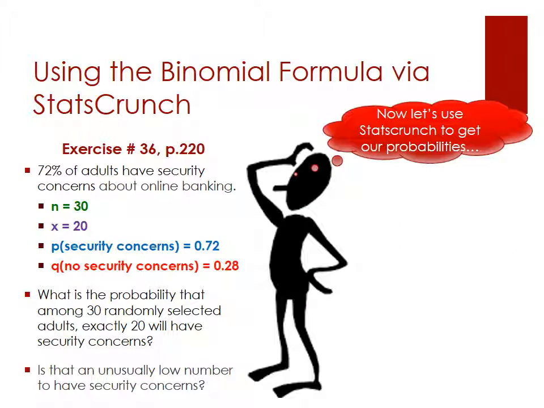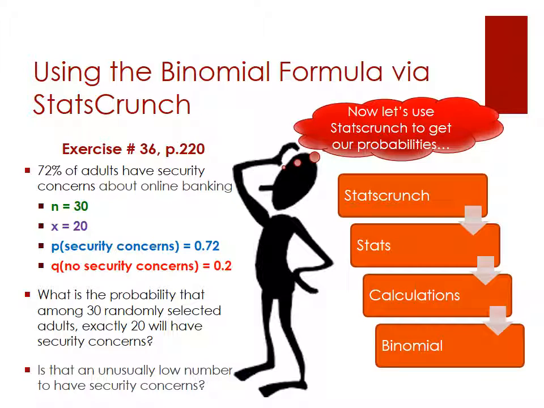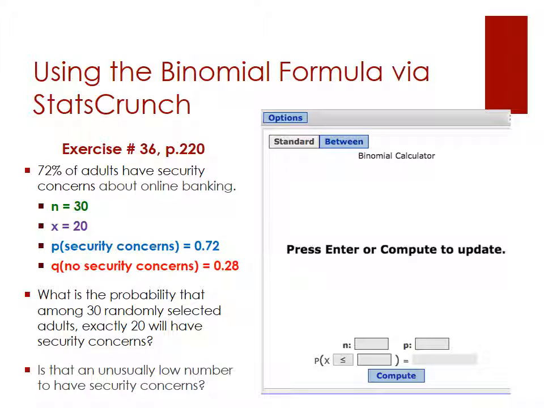Now that we have all these pieces, let's plug them into StatCrunch. First, you're going to need to open StatCrunch. Then select Stat, Calculators, and Binomial. Once you have that, you should get a dialog box that looks something like this. Now the next thing we need to do is figure out how to enter each of these pieces correctly into the box for our calculations.